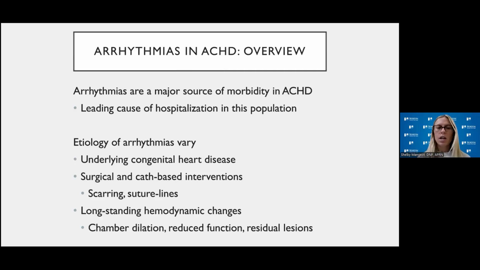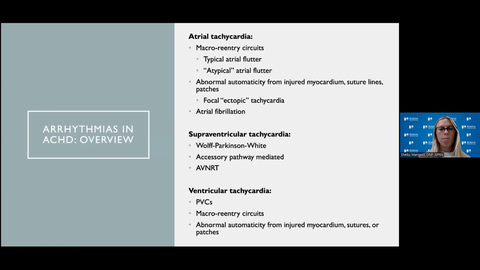And so there's a number of etiologies for these arrhythmias. A lot of times the underlying congenital heart disease sets these patients up for arrhythmias. The surgical operations, the cath-based interventions they've had lead to underlying scarring and residual suture lines, and then long-standing hemodynamic changes such as chamber dilation, reduced function, and residual lesions. And really, when we think about arrhythmias in this population, it's not a matter of if they're going to have arrhythmias, it's really a matter of when they're going to have an arrhythmia.